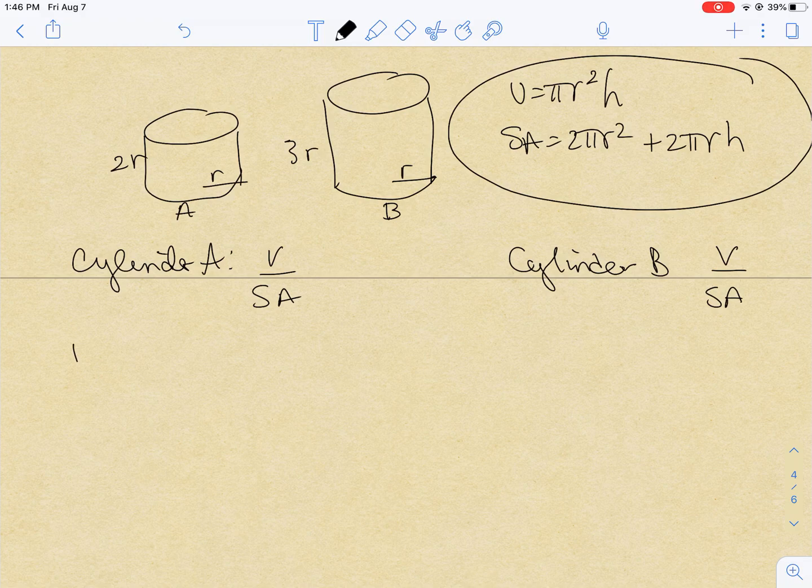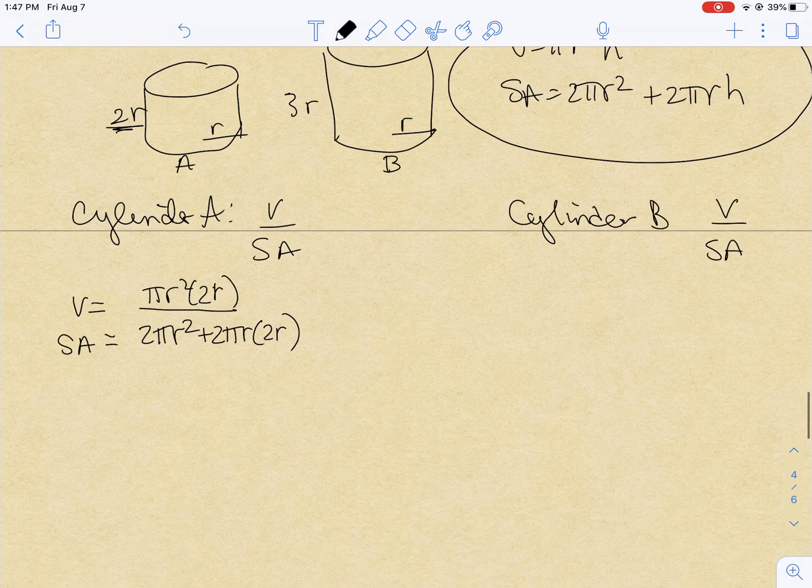So let's go on with cylinder A. So the volume of cylinder A is pi r squared times the height. Well, according to the height on cylinder A, it's really twice the radius. So we're going to put 2r. And then we're going to do surface area on the denominator. So 2 pi r squared plus 2 pi r, and remember that height is twice the radius. From here, we're going to simplify.